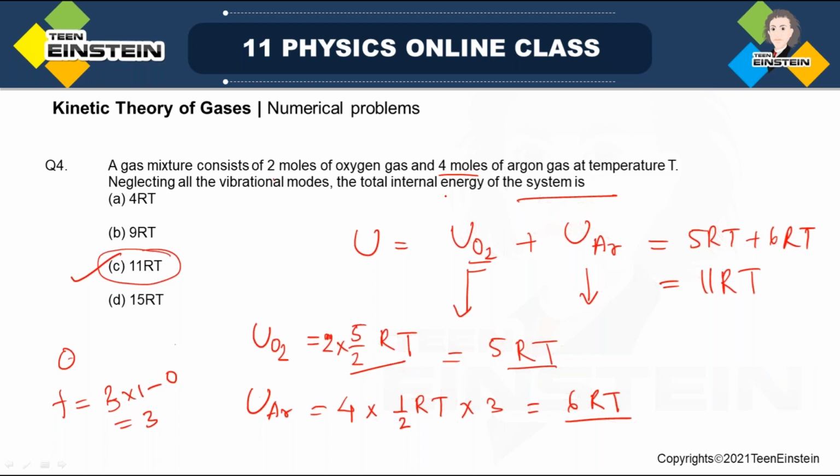And here, 4 moles means 4 into half RT into the degrees of freedom, which is 3 here for a monoatomic gas. So we get 6 RT. That's how we get the total internal energy, by adding the internal energies of the 2 component gases. Okay, so this is an important question in JEE Advanced or JEE Mains, and there is a finite probability of it coming in the NEET UG exam also.